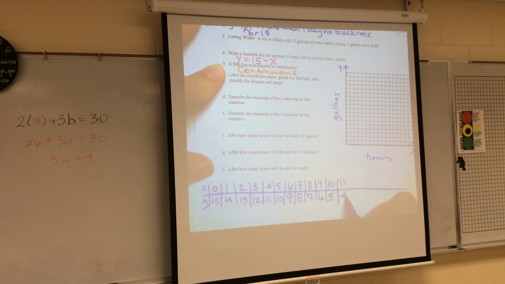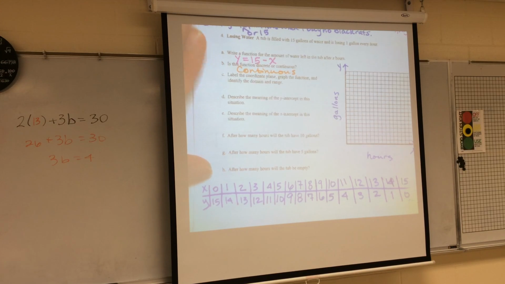11 hours, we'll have 4 gallons. 12 hours, we'll have 3 gallons. 13 hours, we'll have 2 gallons. 14 hours, we'll have 1 gallon. Am I going to stop there? No. So 15 hours, we'll have no gallons. Can I go to 16 hours? Why not? No water. Well, there's no more water to lose, right? You have sand in your tub?